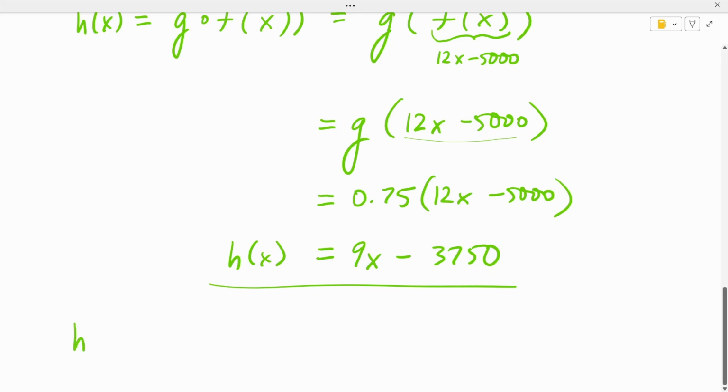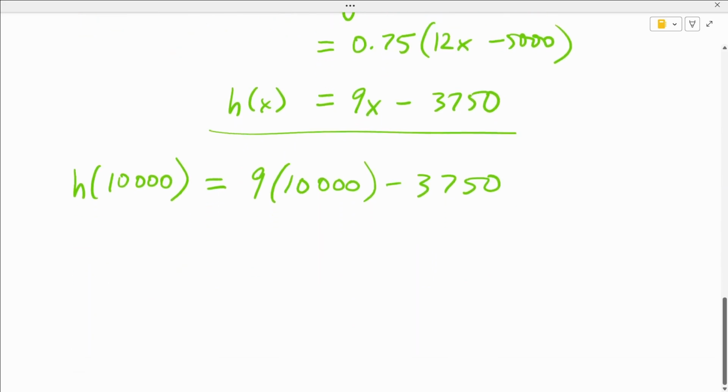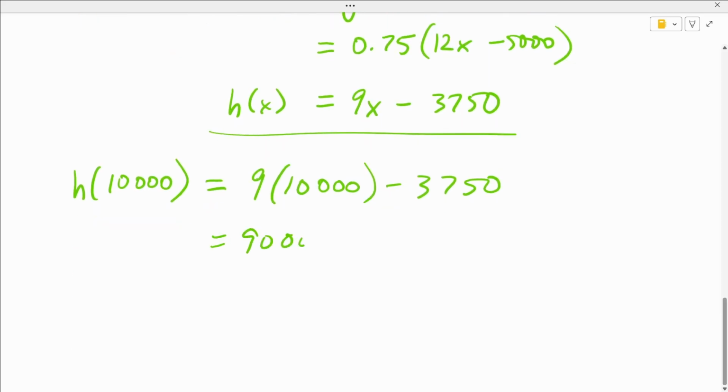And now if we take our original example where we had 10,000 hats and we substitute that into h, we get 9 times 10,000 minus 3,750. That's 90,000 minus 3,750. And that is exactly what we had before, $86,250 net profit after tax.